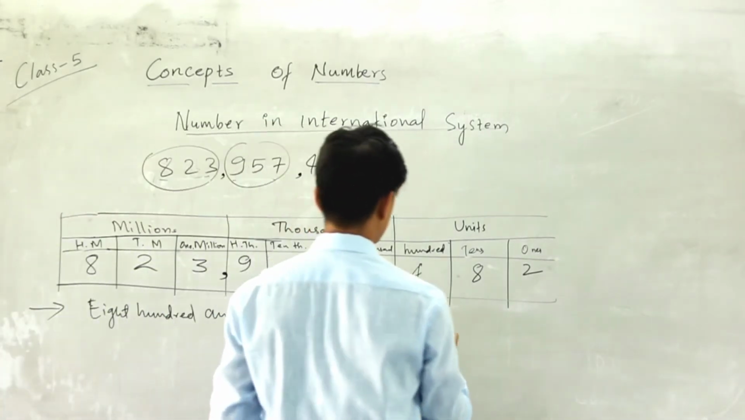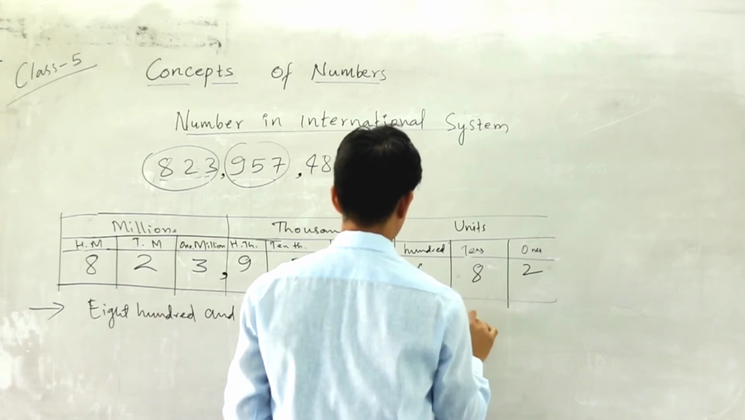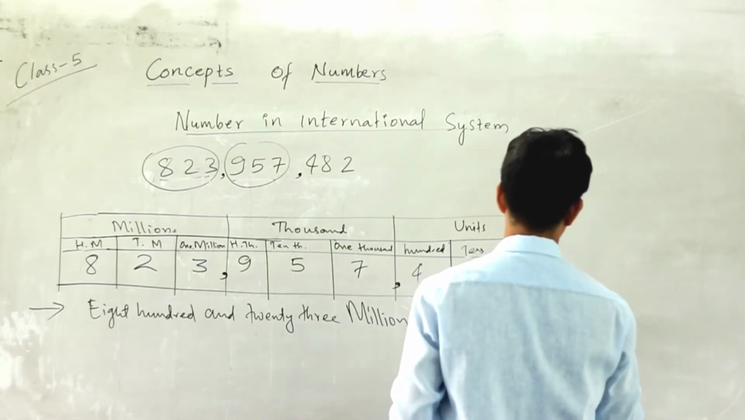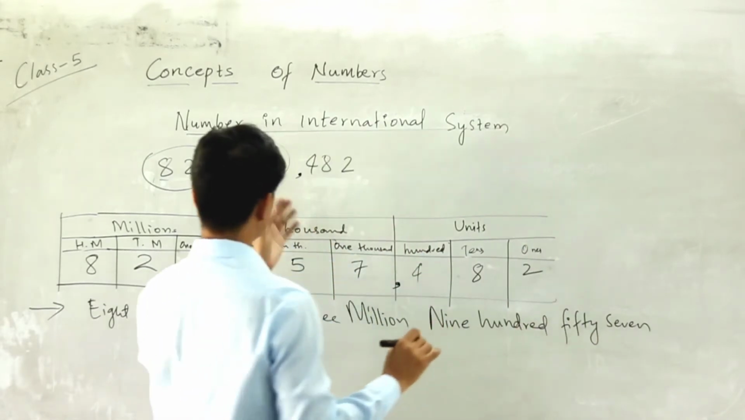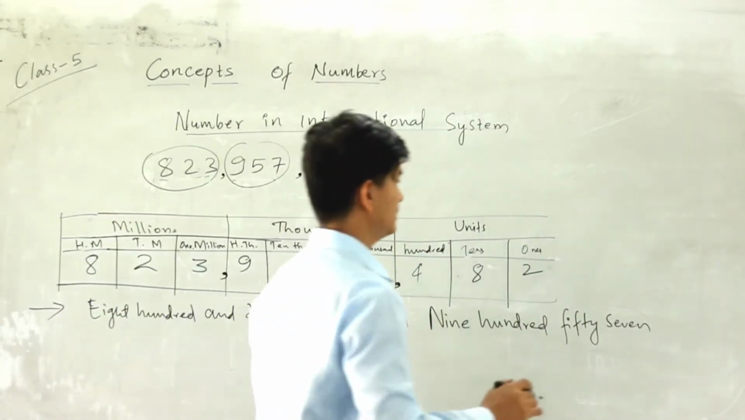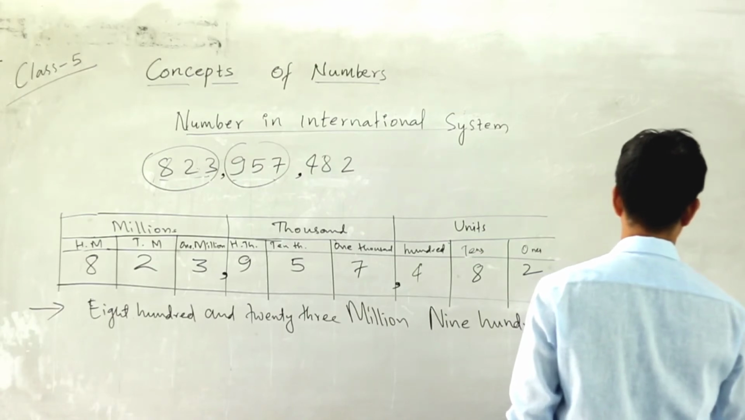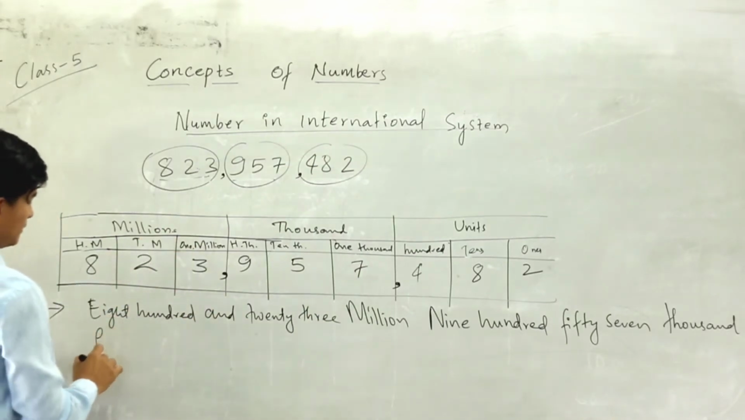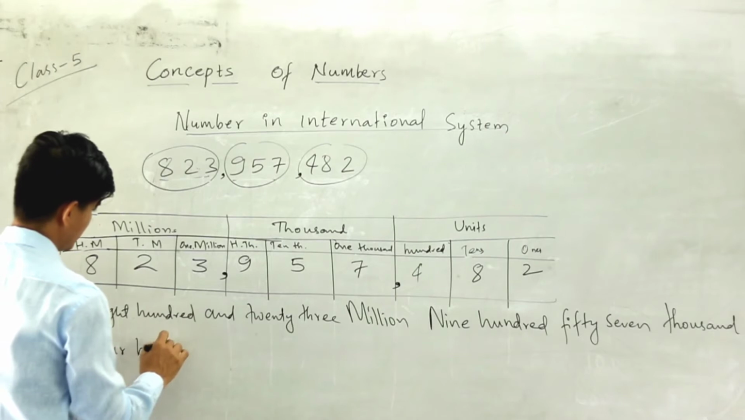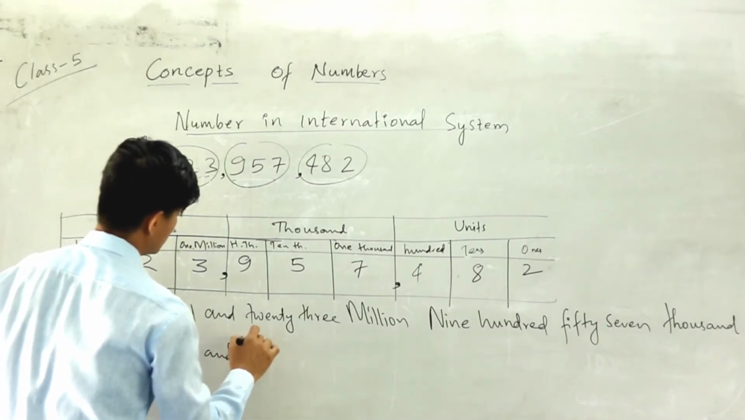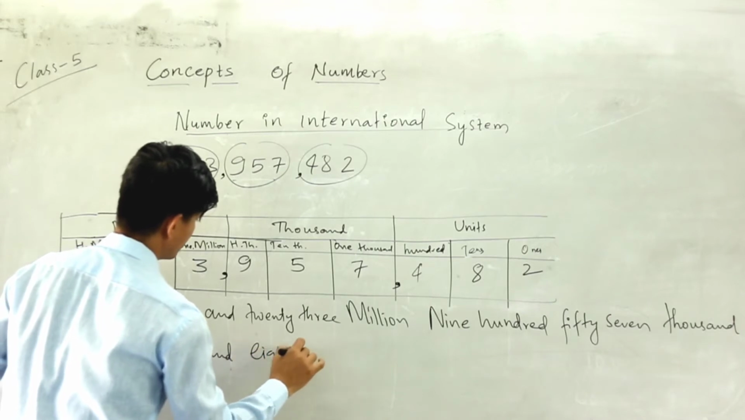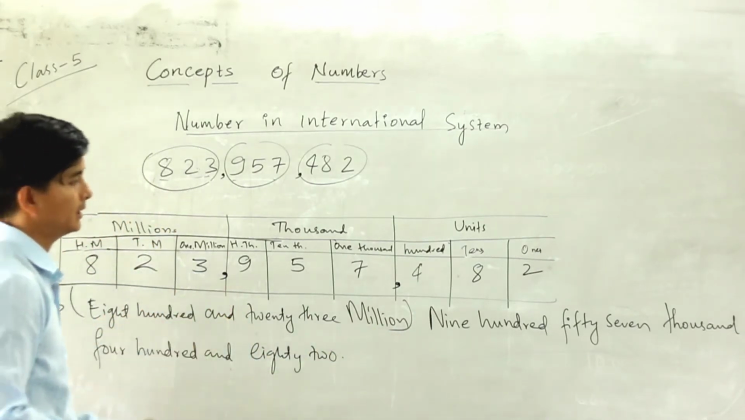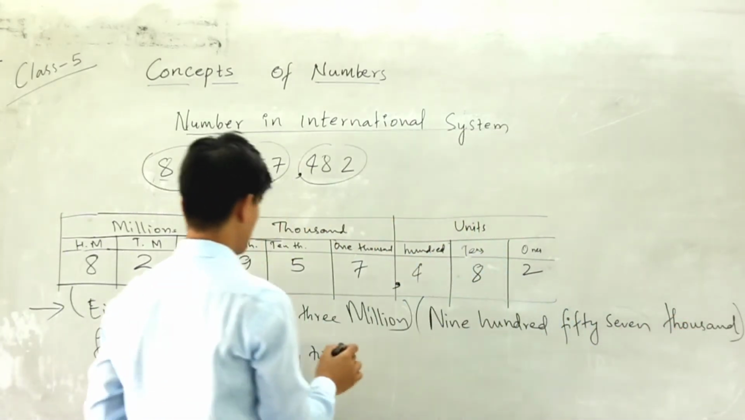After that, this part, what number is this? 957, right? So right here 957. This one is in which place? Thousand place. So right here thousand. After that, this part is left. So it is 400 and 82. Finish. Like this we have to separate into three parts. First is the million part, after that the thousand part, and then the unit part.